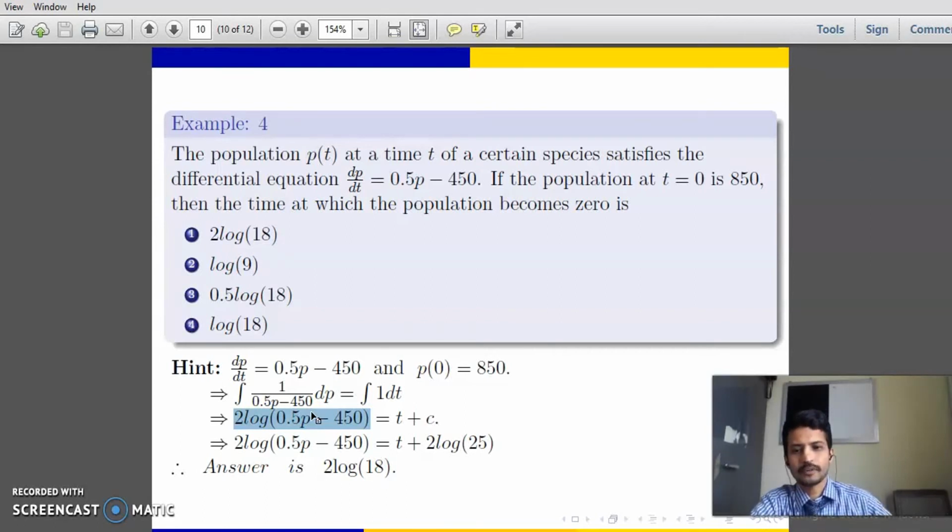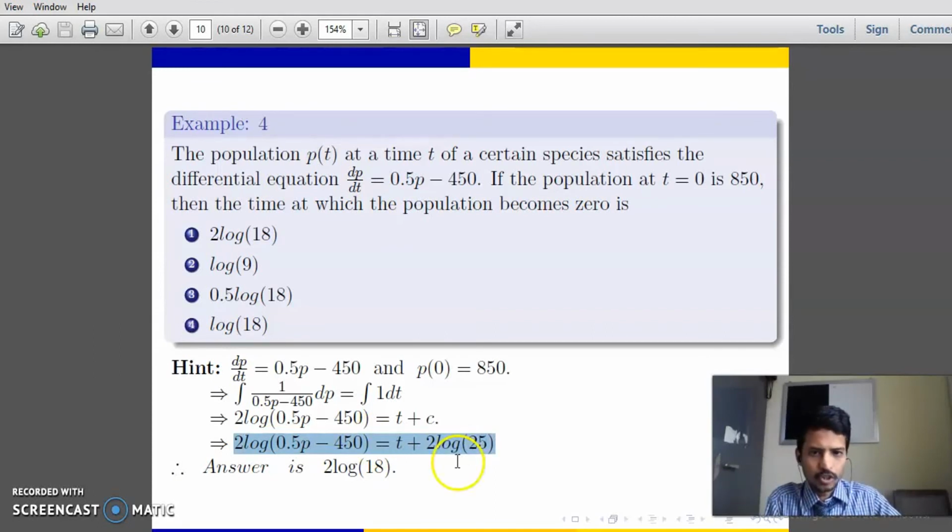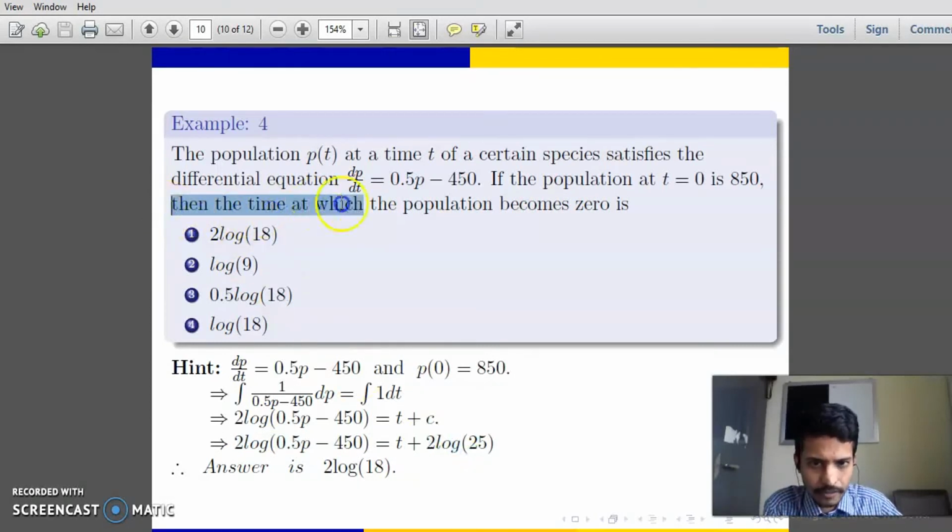Here, just for your convenience, I have not used modulus, but assuming that it is 2 log modulus of (0.5p minus 450). So the RHS part is t plus c. Now if you use the condition p of 0 is equal to 850, you end up with the constant c as 2 log 25. Now the solution for this differential equation is 2 log (0.5p minus 450) equals t plus 2 log 25. Now we read the second half of the question.